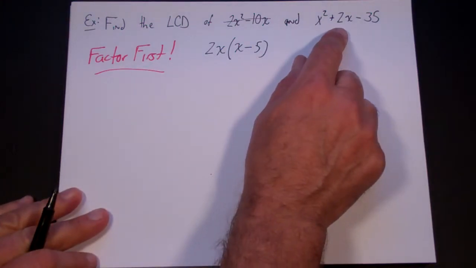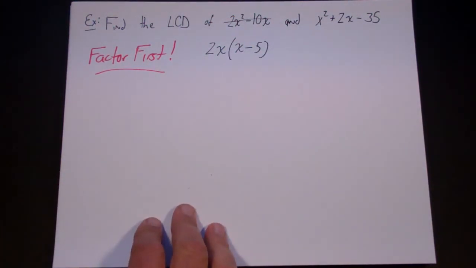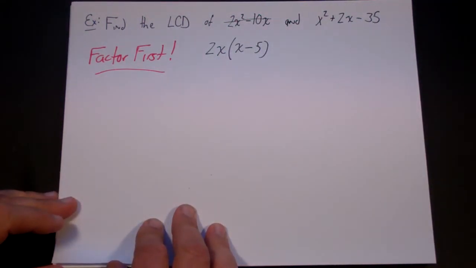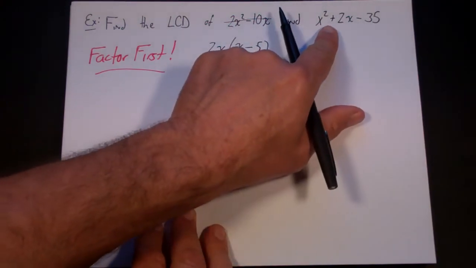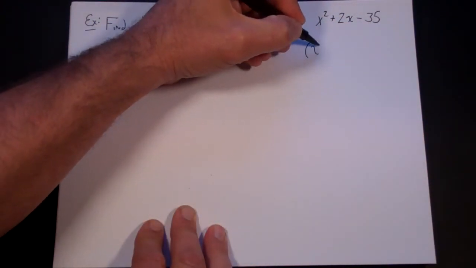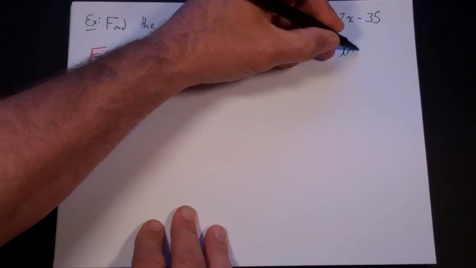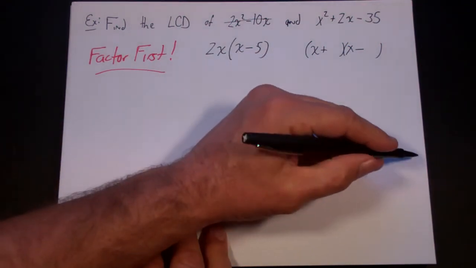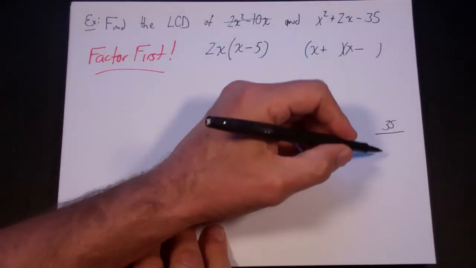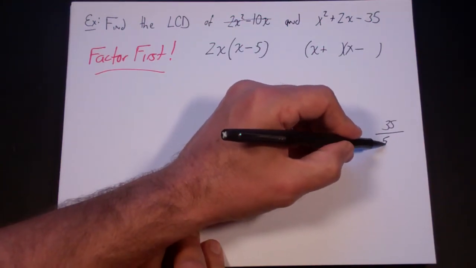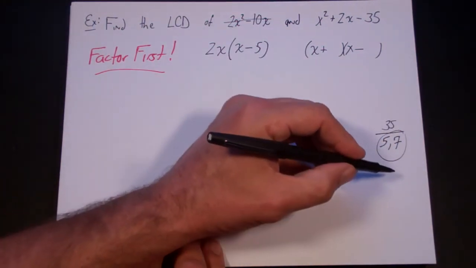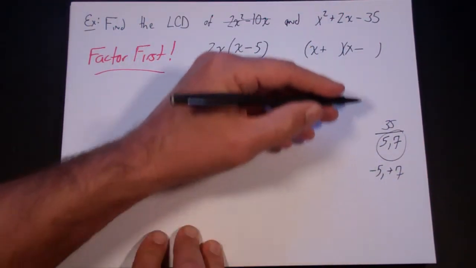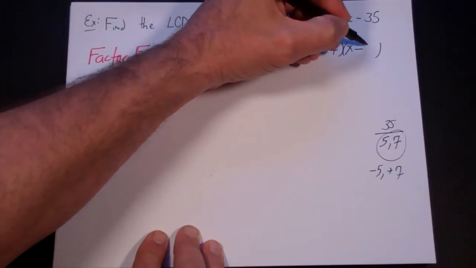Well, let's look at this. X squared plus 2x minus 35. That's factoring a trinomial. So if you have a positive and a negative, that means you'll break it up into one positive and one negative. And you need to find two numbers that multiply to 35 and add to 2. Sometimes I write off to the side 35. Well, that's actually easy. It's 5 and 7. You want a positive 2, so that means it's a negative 5 and a positive 7.